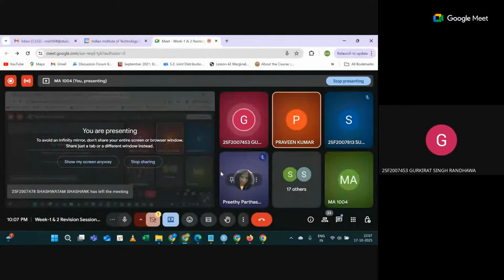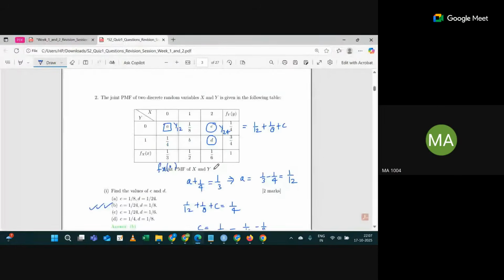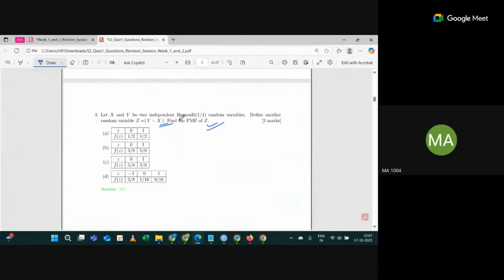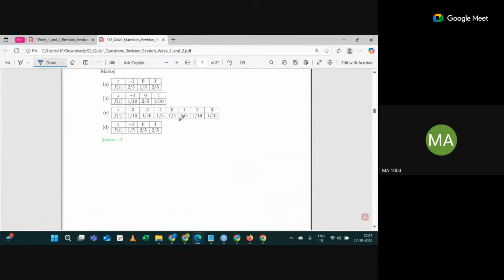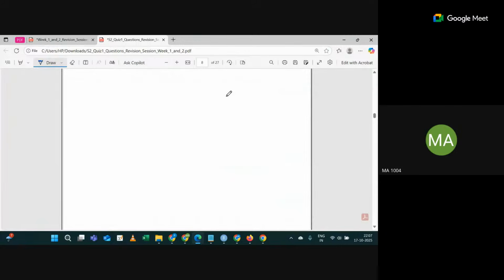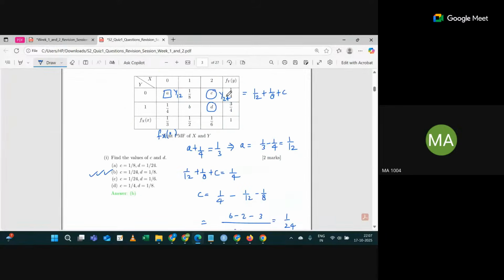You can try other questions also. Again, those are just functions of a random variable. Just make the possible values and find out the answer. I skipped these questions, but you can try them also. Other than that, different questions we have solved. So I hope you got some idea about weeks 1 and 2, along with how to solve questions related to them. Was it okay for everyone?